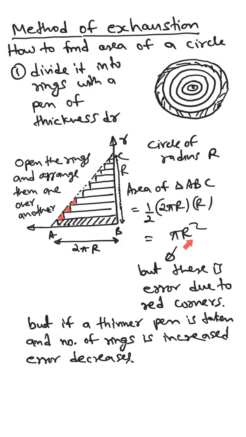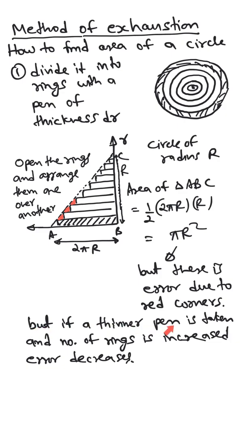But is this the area of the triangle or the area of the sum of these shaded parts? Now the thing is that this is the area of the triangle. The area of the shaded part is slightly less than this because of the errors due to the missing red corners. So you may argue that this is not the area of the circle, it is the area of the triangle, and there is some difference between the two. Okay, that's okay.